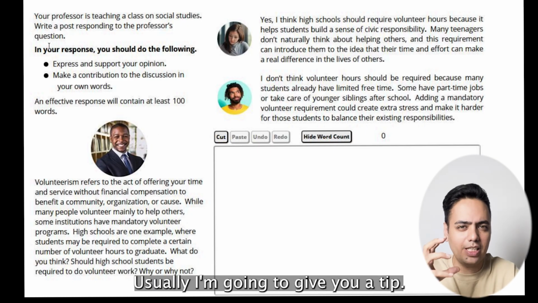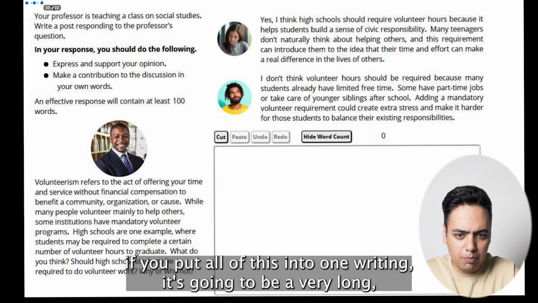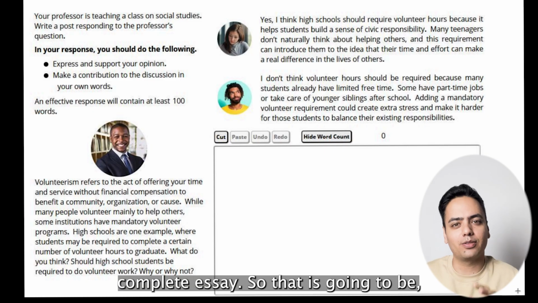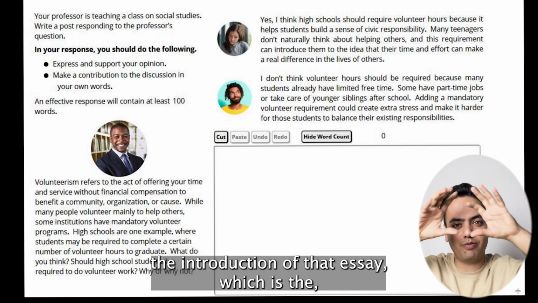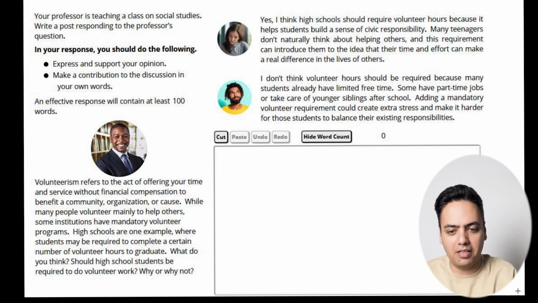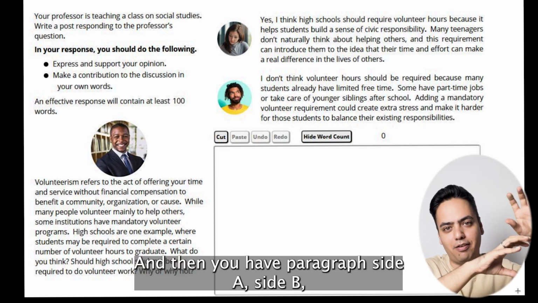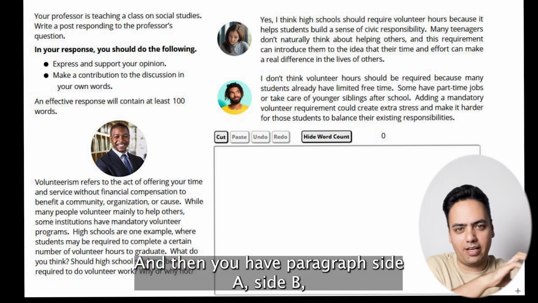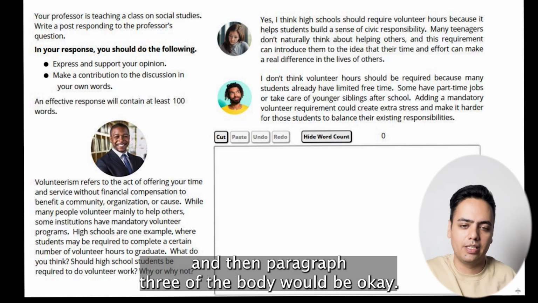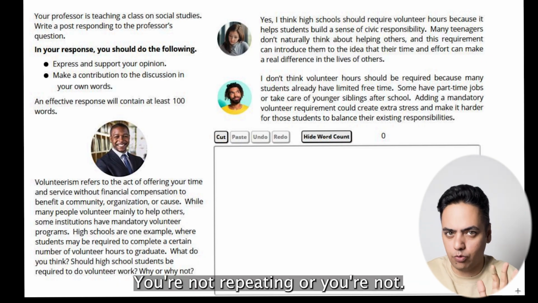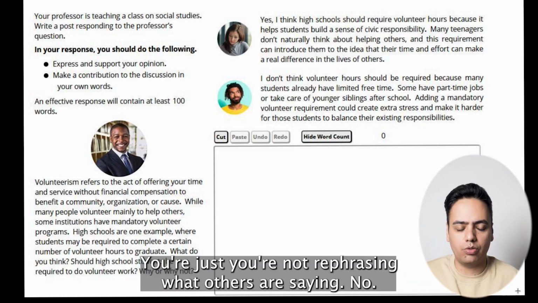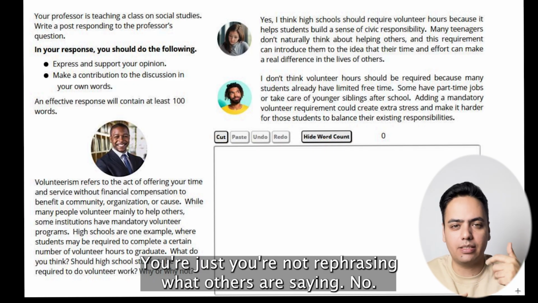Usually, I'm going to give you a tip. Look, if you put all of this into one writing, it's going to be a very long, complete essay. So there's going to be the introduction of that essay, which is the professor's input, and then you have paragraph side A, side B, and then paragraph 3 of the body would be your paragraph. So to make it easier, make sure that you're adding something to the discussion. You're not repeating, or rephrasing what others are saying.